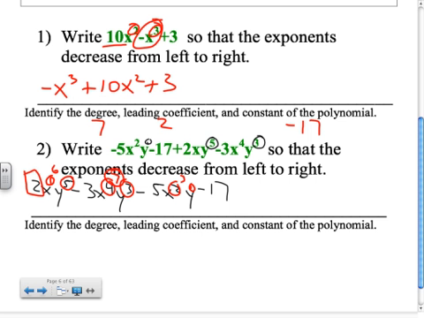Okay, so again, that one was a little bit tricky in terms of writing it in decreasing order. I don't know that I'll ask one that's confusing like that on the quiz or test, but nonetheless, you should be able to identify the degree, leading coefficient, and the constant of a polynomial.